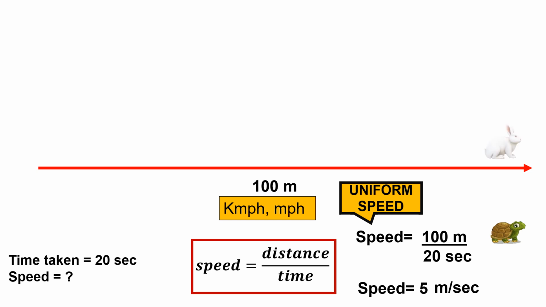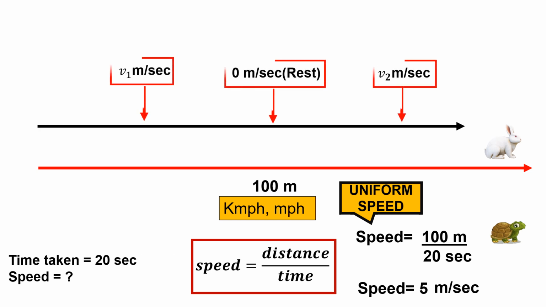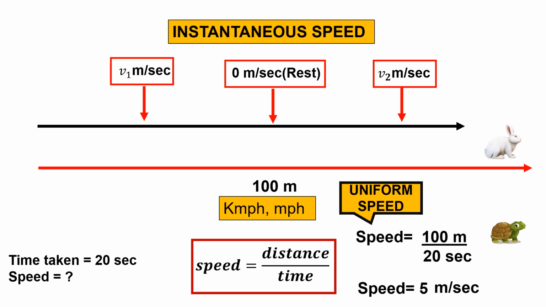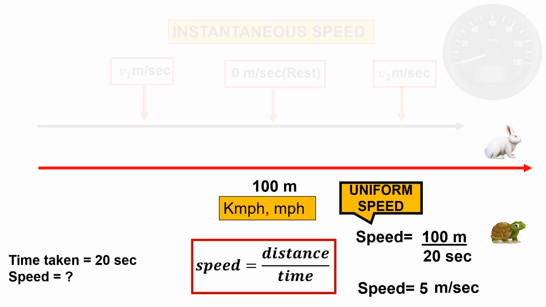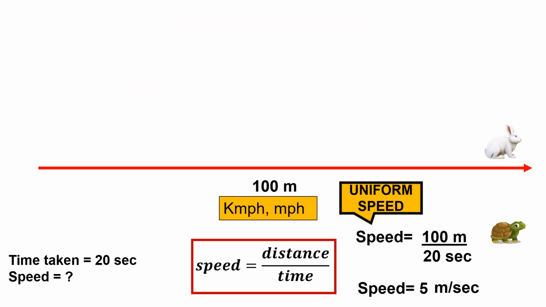Now, can we find the speed of the hare? As in this case the motion is non-uniform, it will have different speeds at each instant of time, known as instantaneous speed. The odometer of a vehicle shows this instantaneous speed. For the complete race, the speed calculated will be known as average speed.